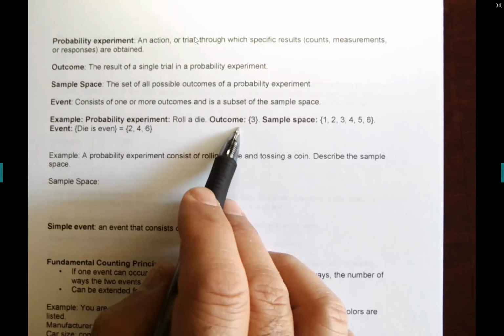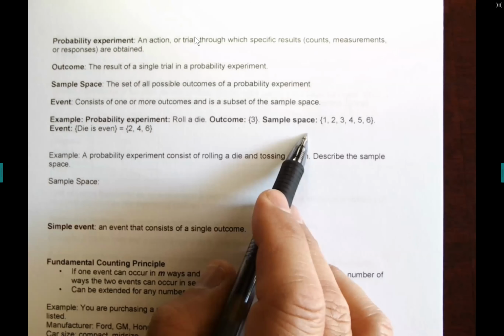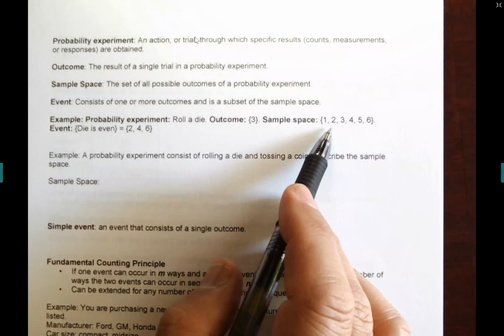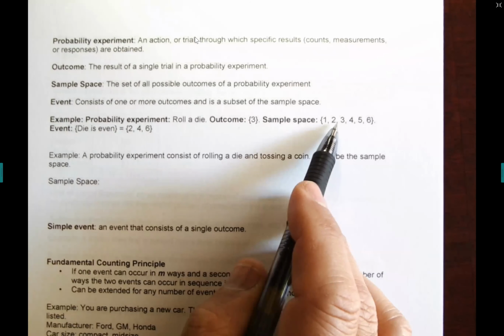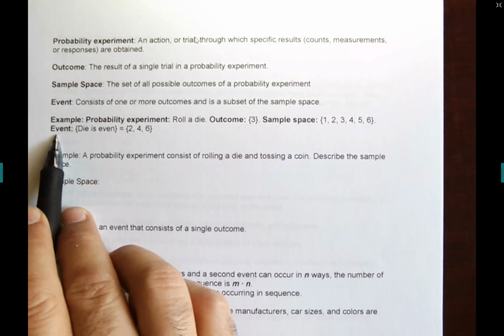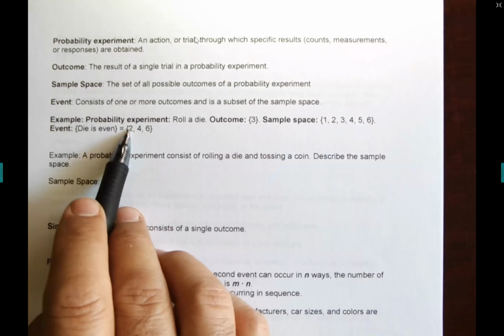Outcome: you might roll a die and get a 3. That's an example of an outcome. The sample space, guys, is all the possible outcomes. When you roll a die, it has to be not a loaded die, a fair die. You could get a 1, a 2, a 3, a 4, a 5, and a 6. An event: you play the game. You win if you get an even number. So your possible numbers that would help you win are 2, 4, and 6. Okay, any questions here about those definitions?